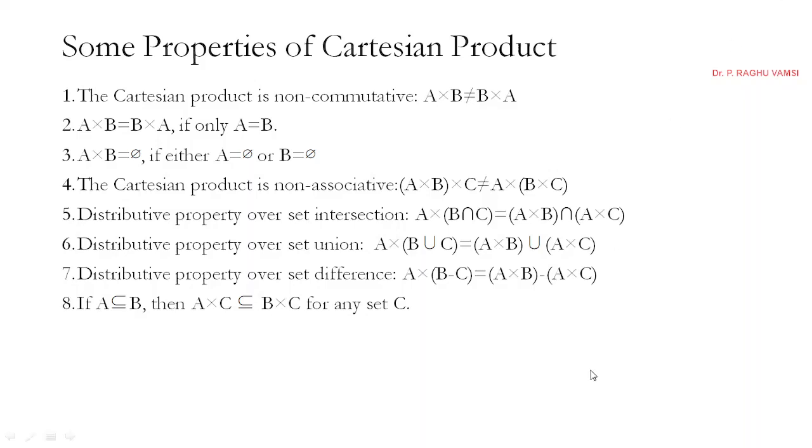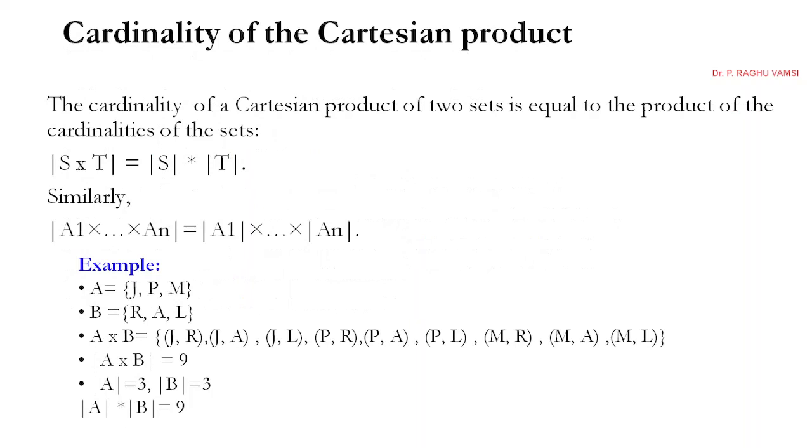What is meant by proper subset? How will we represent proper subset? As in the last lecture we have seen, there will not be an underline in the subset representation. Cardinality of the Cartesian product: how will we see the cardinality?